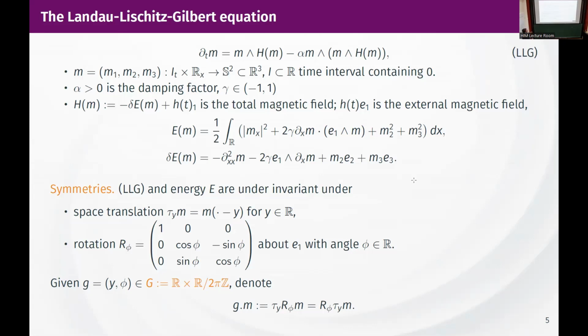The magnetic field is homogeneous in space. So this is what I can do, and it favors E1. E1 is favored by many things in this business. Nevertheless, the equation has a group of symmetries. You have space translation along the nanowire, and on the vector, you have rotation. So you have an action. I write G dot M for the action of these symmetries on the magnetization.